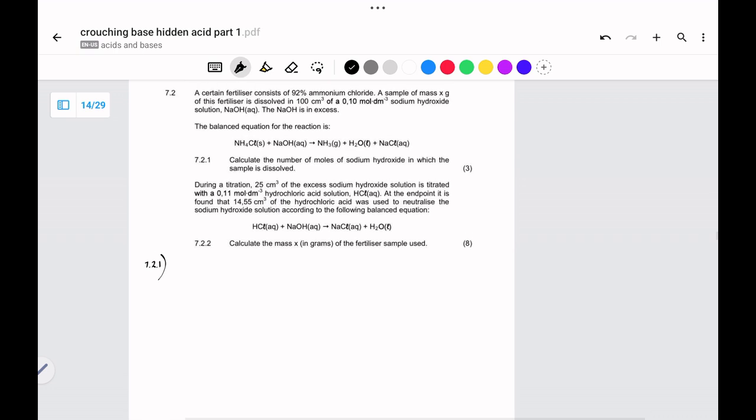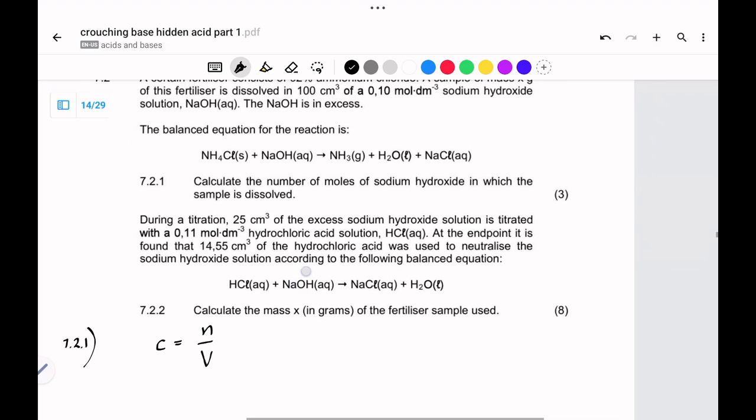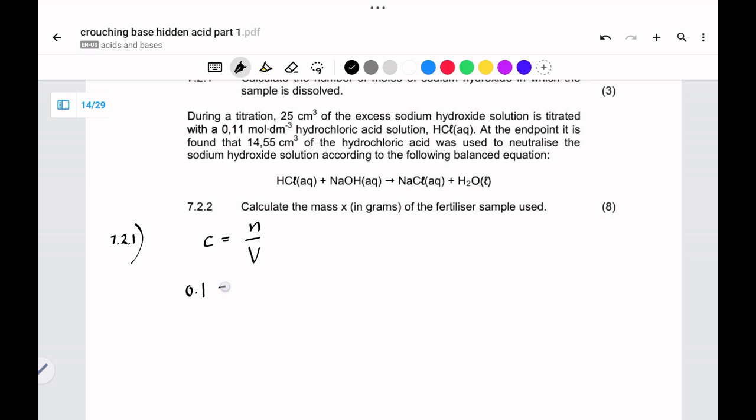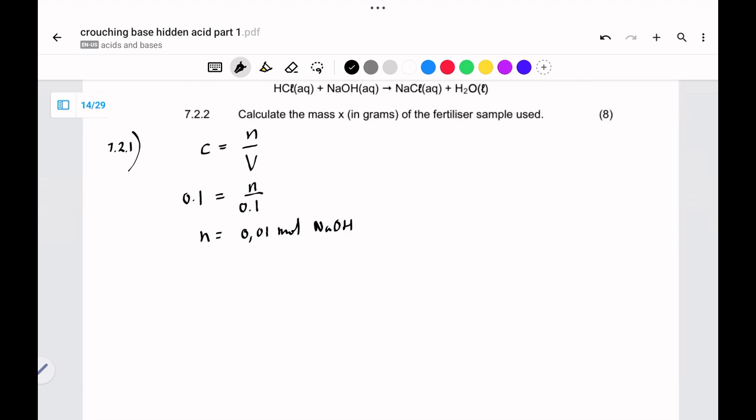So we're given a volume and a concentration for the sodium hydroxide. This is going to be straightforward. The concentration is 0.1. The volume is 0.1. The moles is 0.20. It's 1/100. Okay, done.